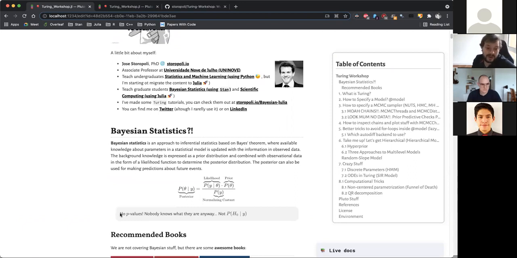And most important, there are no p-values. Most people don't know what p-values are, and most PhDs don't understand what p-values are anyway. They are not the probability of your null hypothesis given your data. That's all I'm gonna say about p-values. They are not what you think they are. They are quite the opposite: it's the probability of your data given the null hypothesis.